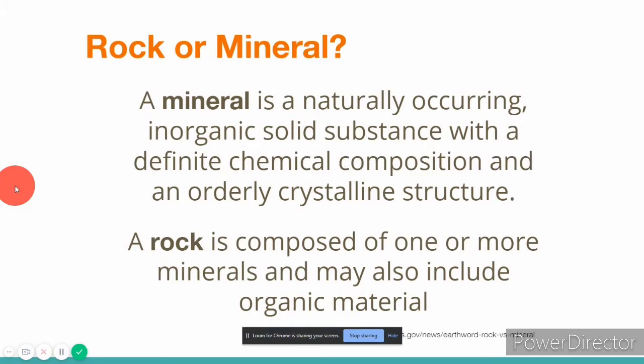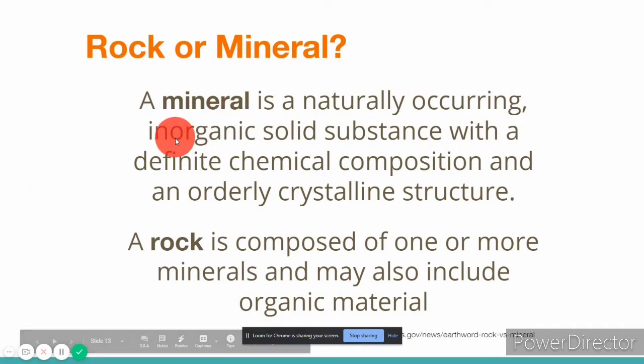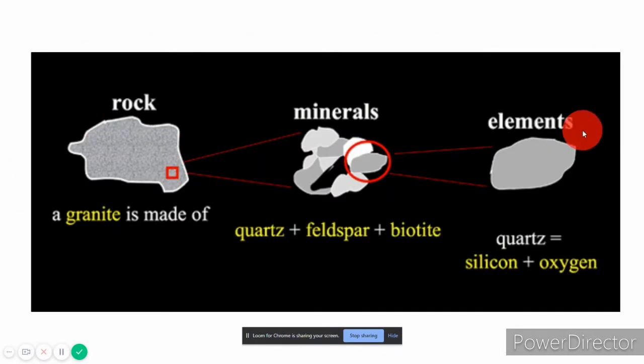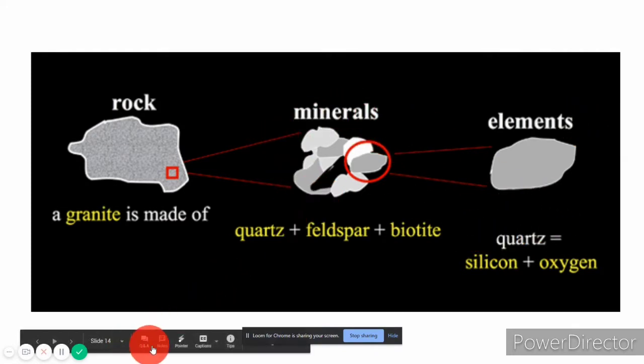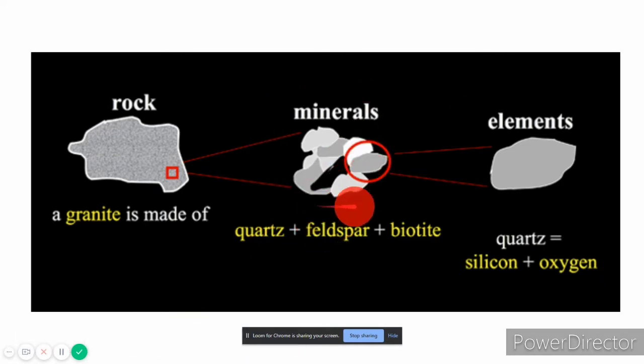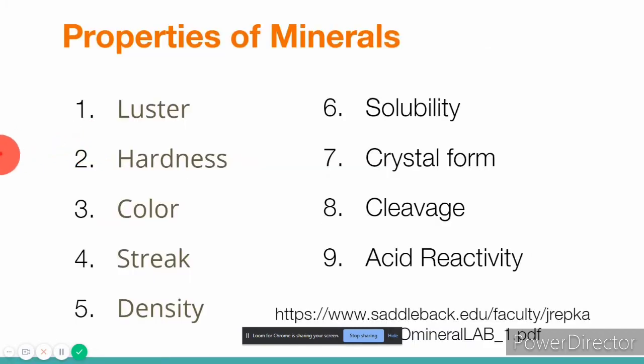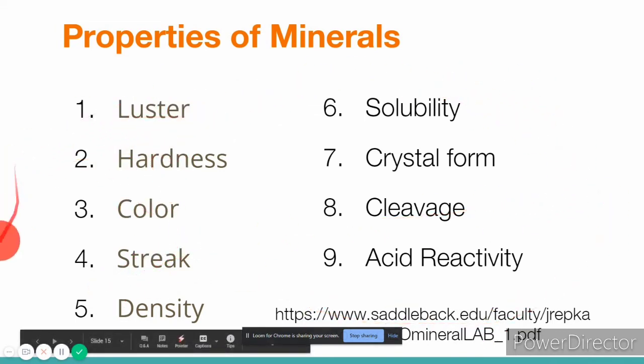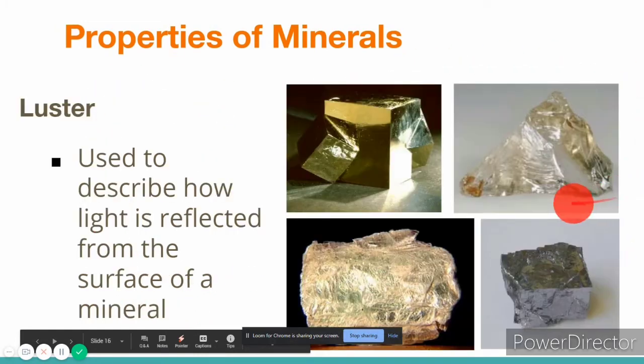What's the difference between rocks and minerals? Based on this definition, elements make up your minerals. Your minerals, on the other hand, combined together, like these three, will form your rocks. So in a way, minerals make up your rocks. Now, minerals will have different properties associated with them: luster, hardness, color, density, and all these others. Some of these are usually physical, while the others are usually chemical in nature.